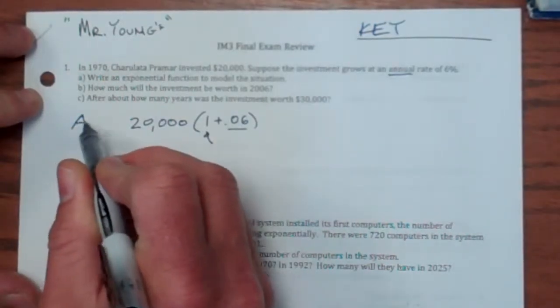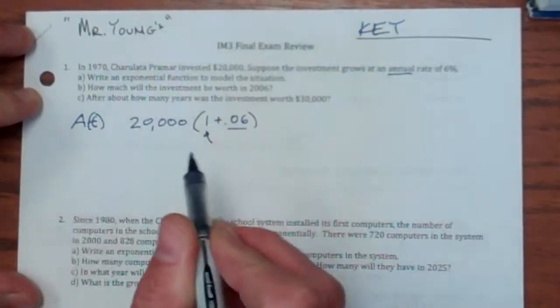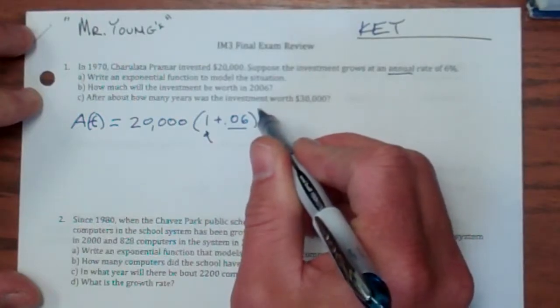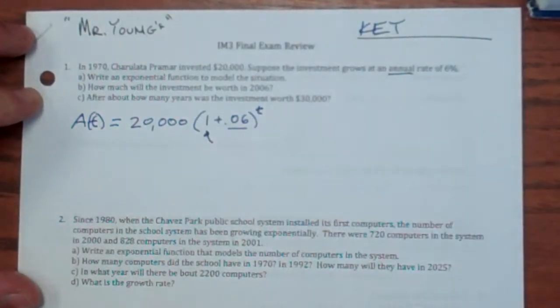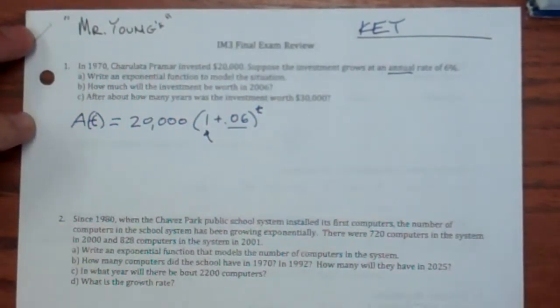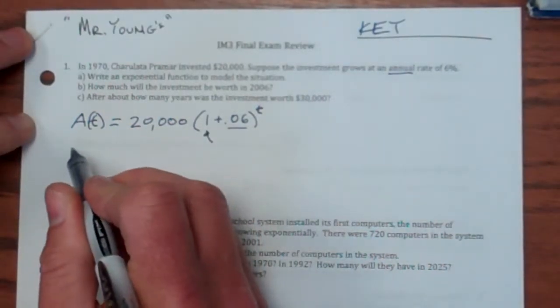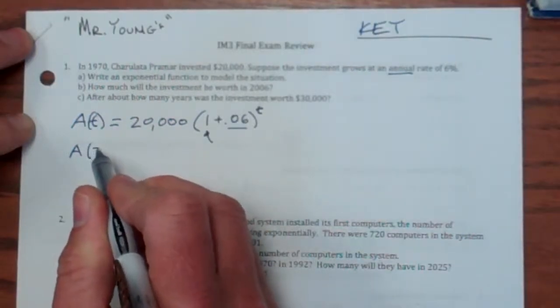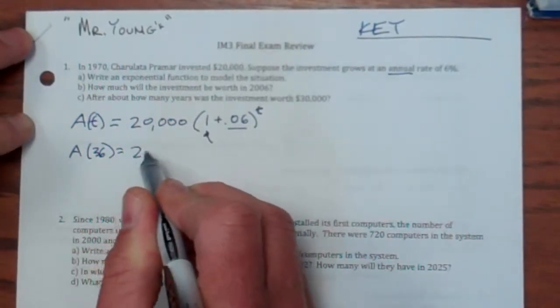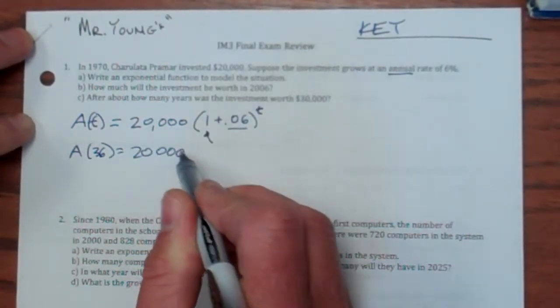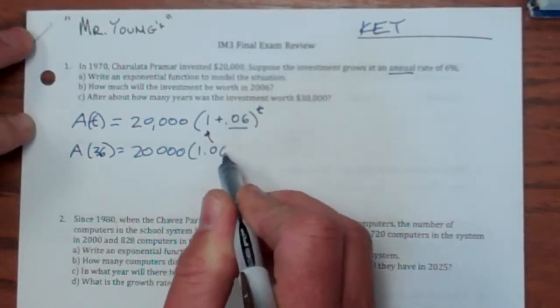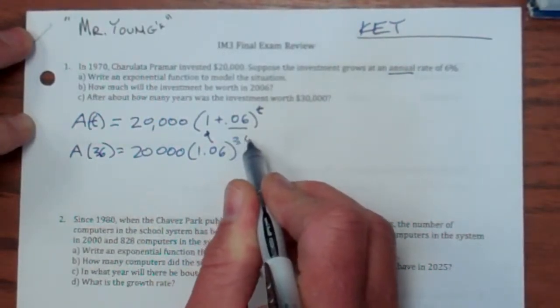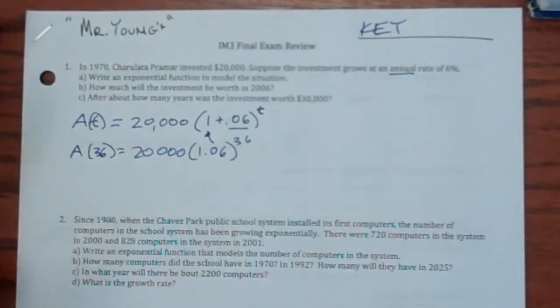And we'll say this is the amount, and we're going to write it as a function, so it's A of t. And then that means our variable is t, so I'm going to raise it to that exponent. All right? And then, to evaluate A of 1970 to 2006 is 36 years. It's just 20,000, and then it's 1.06 to the 36. Okay? Plug that in your calculator.